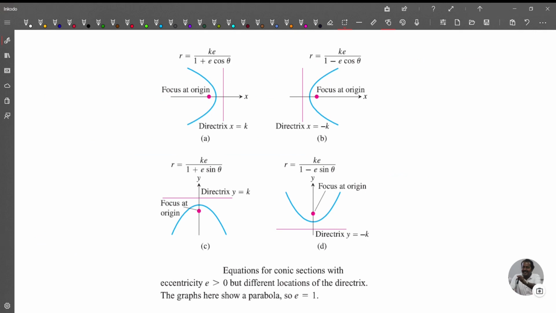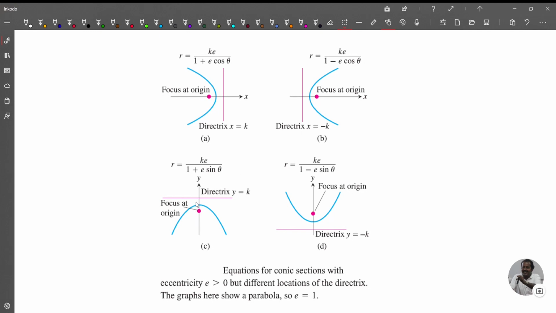The equation for the conic section with eccentricity e greater than 0 varies with the location of the directrix. For example, if the directrix is x equal to k, the equation of the conic is r equal to ke by 1 plus e cos theta. If the directrix is x equal to minus k and the focus is the origin, then the equation is r equal to ke by 1 minus e cos theta.